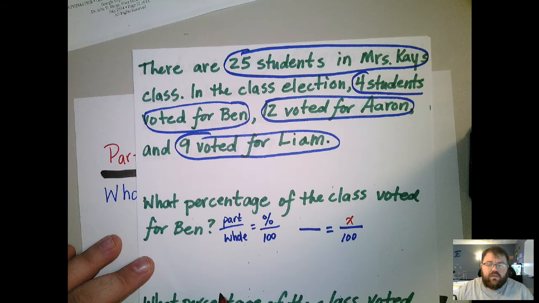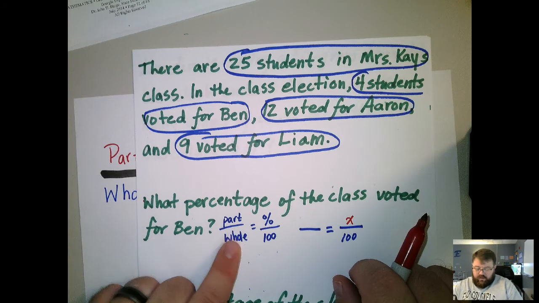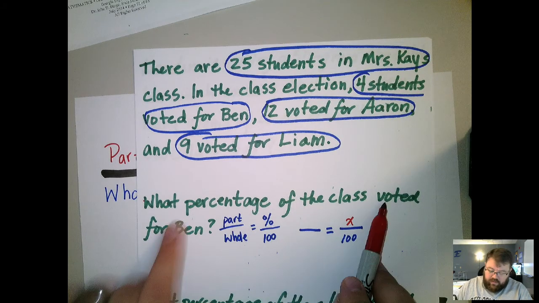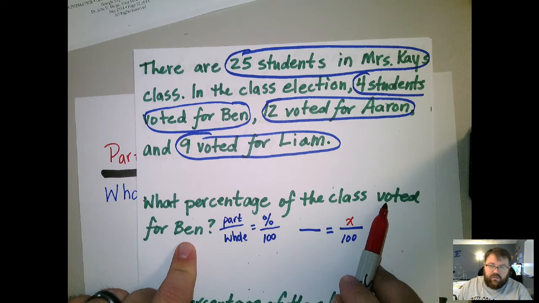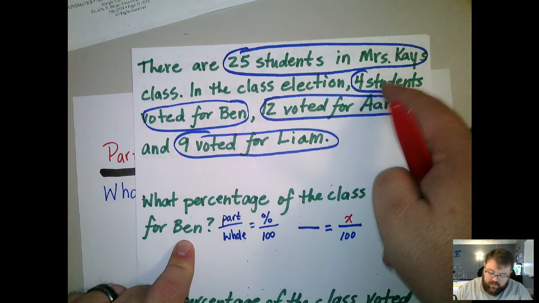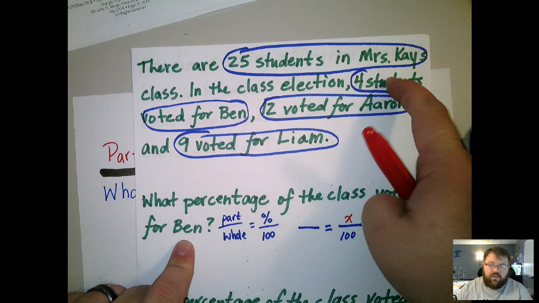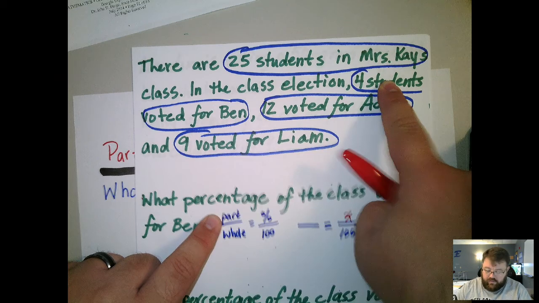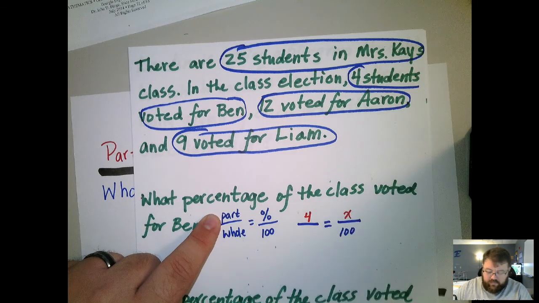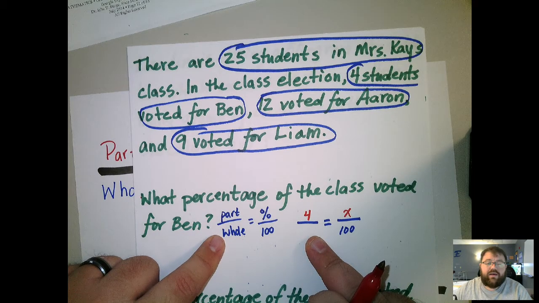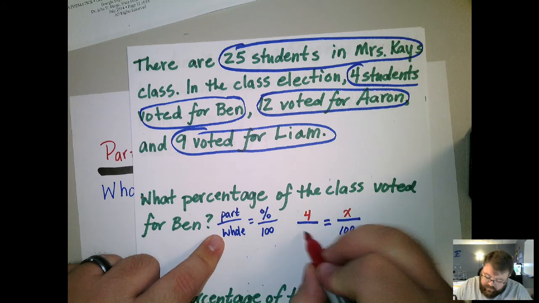Next, I'm going to look for part and whole. Well, what percentage of the class voted for Ben? That's my question. So what number should I be focused on? Hopefully you said the 4. Where does the 4 go? The 4 is the part, so it's going to go on top. The whole is the whole amount of the class, which is 25.